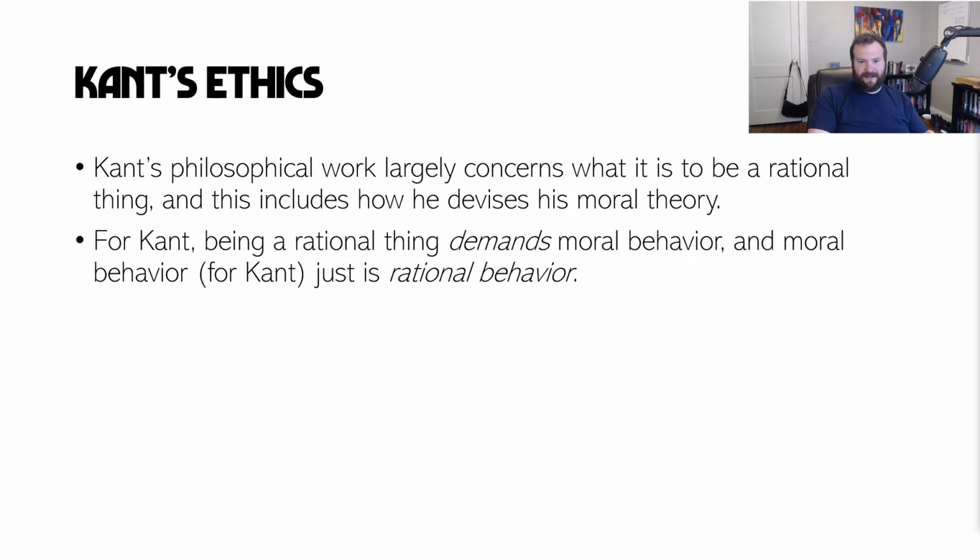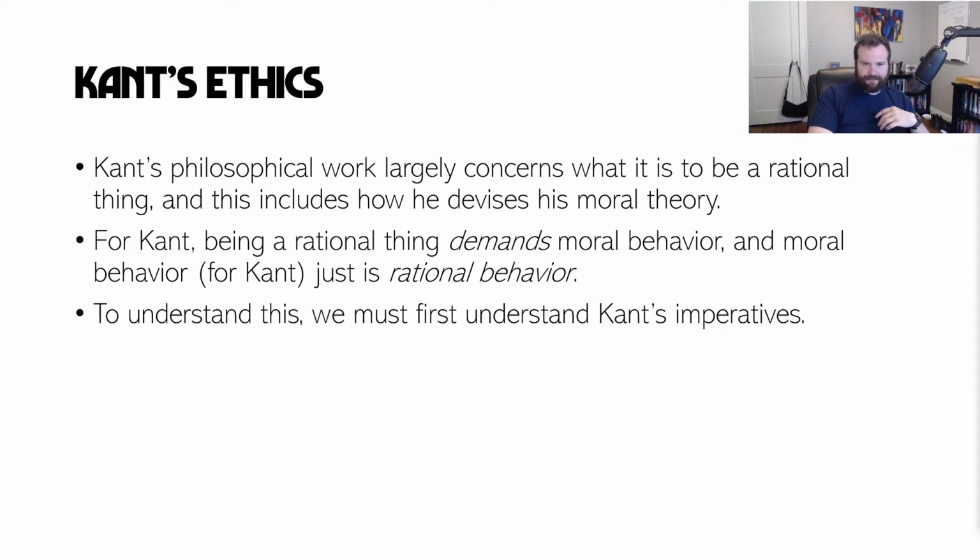Being a rational thing for Kant demands moral behavior. And moral behavior for Kant just is rational behavior. So what is it to be a moral thing? To be a rational being that is behaving in accordance with rationality. And what is it to be a rational thing? It's to have this sort of moral behavior, right? So they're almost interdefinable, right? Okay. So to understand how this works, we have to understand Kant's imperatives.